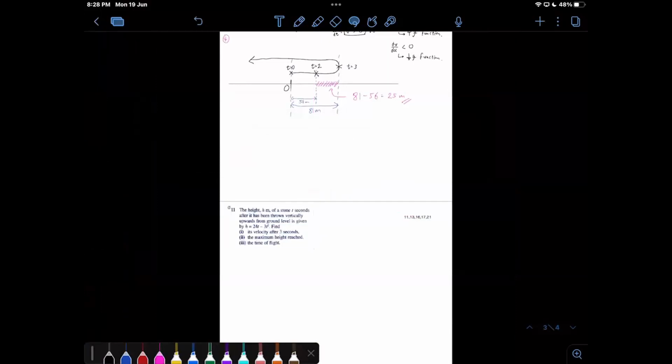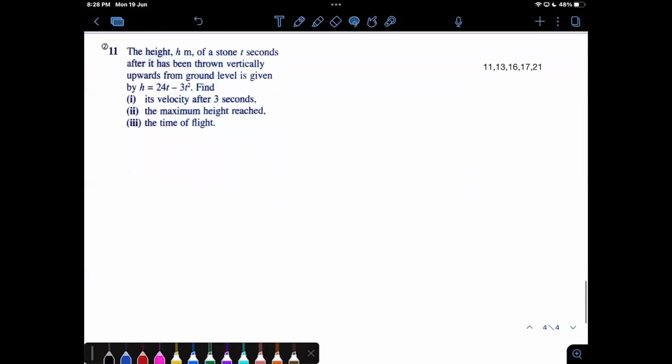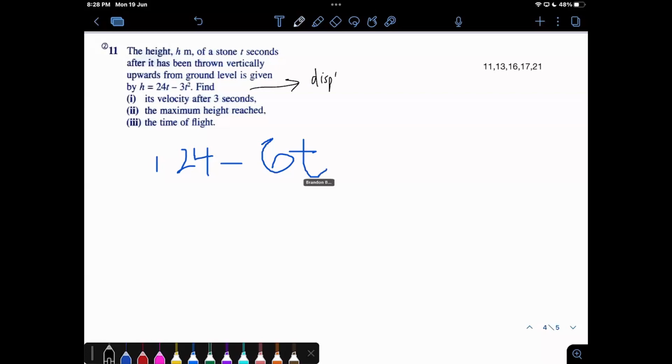Okay, let's take a look at question 11. So the height h meters of a stone t seconds after it has been thrown vertically upwards from the ground level is given by h equals to blah. Find its velocity after 3 seconds. Find the maximum height reached and find the time of flight. Time of flight means you go up and then you go down. What's the time taken? Okay, so here h is really just the same as displacement. Is that clear to you?